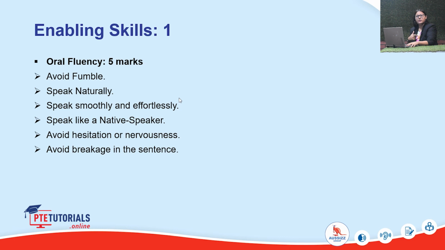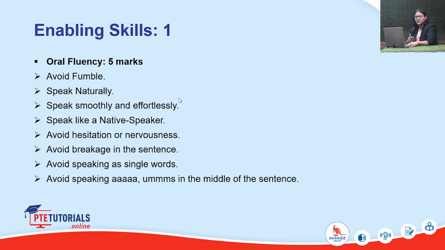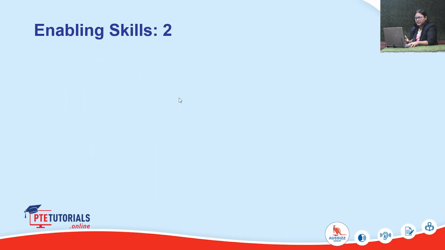Not only that, but when we just speak single words, the... lecture... is about... topic name, this can create the problem again for the fluency. So overall, this is about the fluency: not speaking in ums, trying to speak naturally, clearly, and smoothly. This was the first enabling skill.